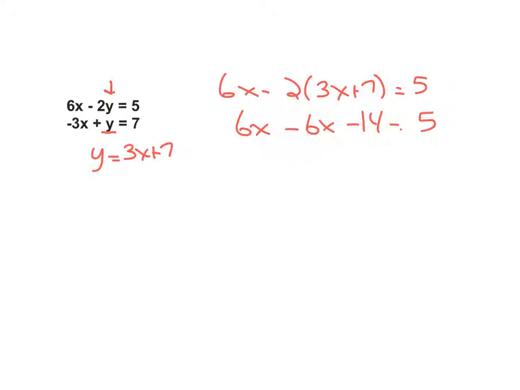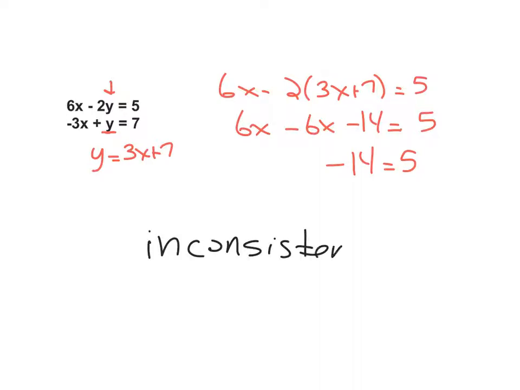And here's what's weird about this one. The 6x's are gone. So it leaves me negative 14 equals 5. And what you have to do is ask yourself, does negative 14 equal 5? Hopefully you'll say, no, it doesn't. And if that's the case, then it's no solution. There's no answer. And remember, if it's a system, we call no solution inconsistent. That's our word for no solution.